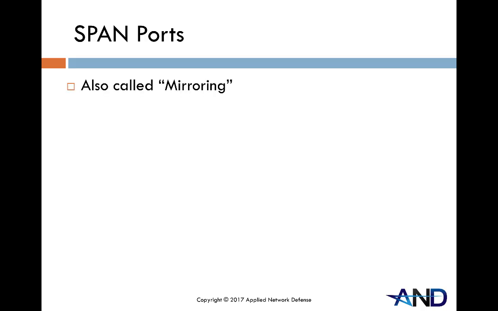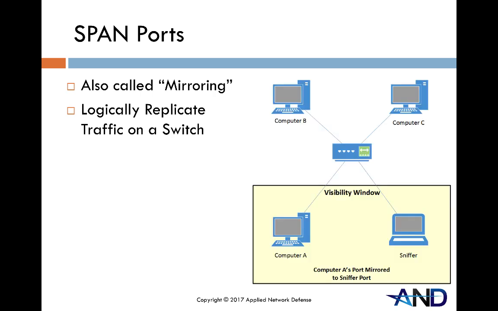And I use the term span, but this is also something that's called port mirroring. And I'll kind of use those terms interchangeably. I know folks who are accustomed to using either term. I tend to use mirroring more, but span port I think is the more proper term. But nonetheless, what we're talking about here is the ability to use a network switch to logically replicate traffic from one port to another. And I have a diagram of this here.